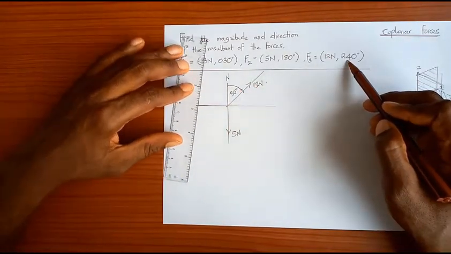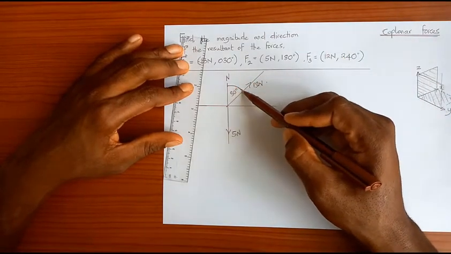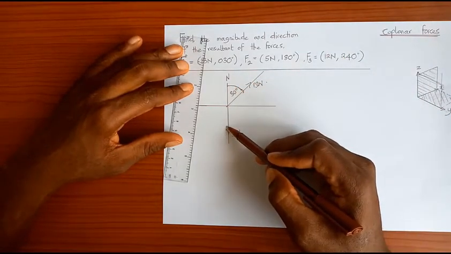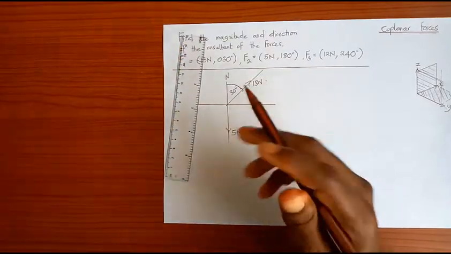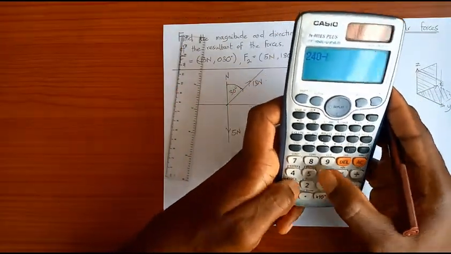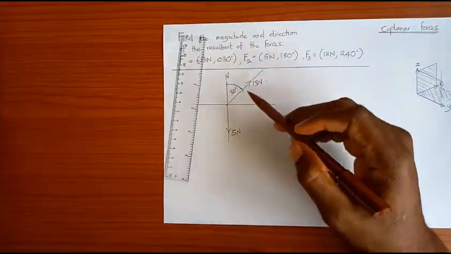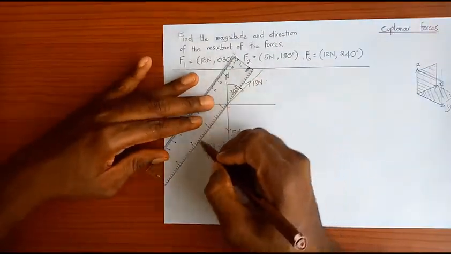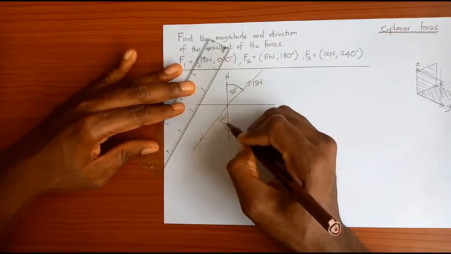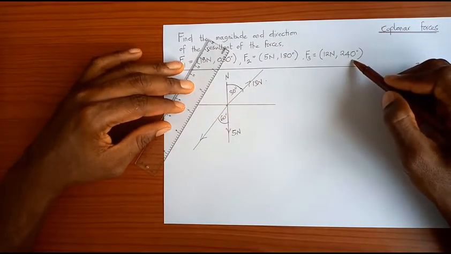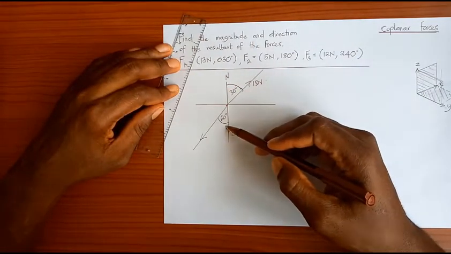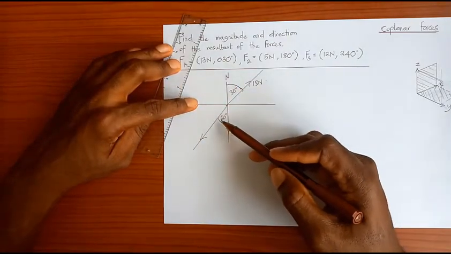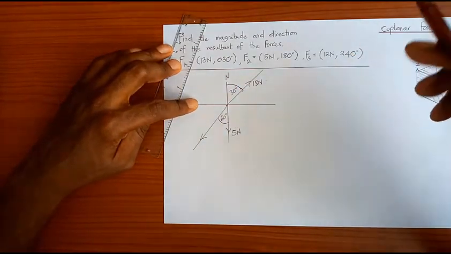Then my 240. Okay, that will be from here up to here is what? 180. So 180, how much are we left to get to 240? That's 240 minus 180, 60. So from here to here is 180. When I add 60 to it, I get this 240 here. Are you following me? Because from here to here is 180. This side is 270. So 180 plus 60 gives me 240. We are on the same page.